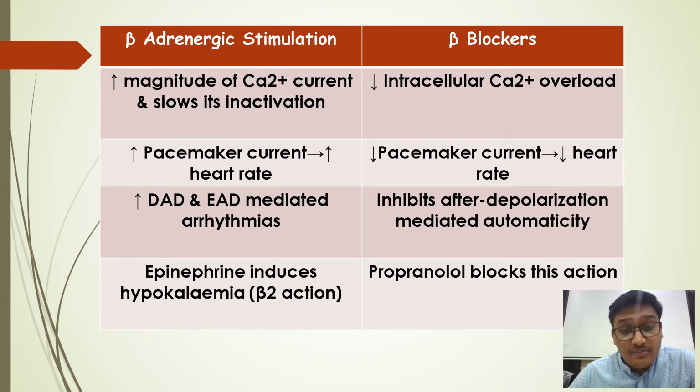Coming to the beta stimulation and beta blocker differences. Stimulation will increase the magnitude of calcium current and slow its inactivation. Whereas beta blocker will inhibit everything and decrease the intracellular calcium overload. Stimulation will increase the pacemaker current and it will increase the heart rate, which will all be decreased by the beta blocker. And after depolarization arrhythmias are very common with beta adrenergic stimulation, whereas in beta blocker, as the refractory period is prolonged, it will inhibit the after depolarizations. And epinephrine induces hypokalemia, which is a beta 2 action, whereas propranolol will inhibit and block this.